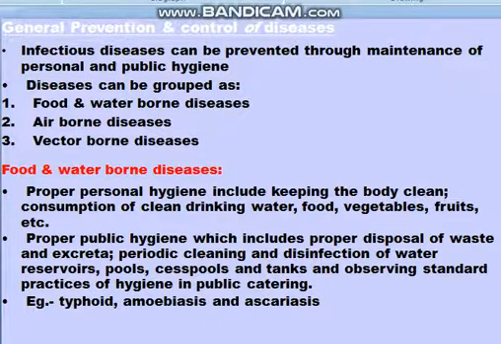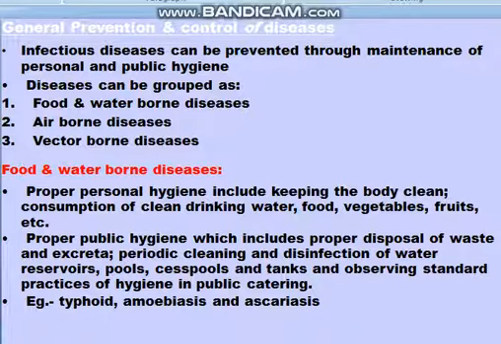So to prevent food and waterborne diseases, we have to take care of our personal hygiene, we have to keep our body clean, we have to consume pure drinking water without any contamination, and uncontaminated food and vegetables should be taken. And in public also, there should be proper disposal of waste and excreta, and there should be periodic disinfection of water and pools, and we have to observe standard practices of hygiene in public to avoid these waterborne diseases.